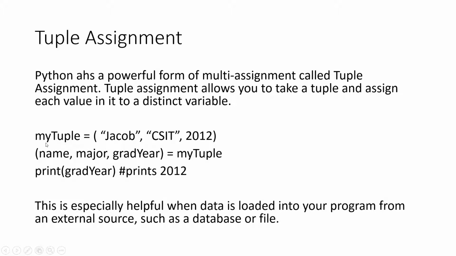So in this case, we create a tuple for Jacob, who studied CSIT and graduated in 2012, and we can say we're going to set the variables name, major, and grad year equal to myTuple. And then we can reference those variables as we would any other way. So if we wanted to print out grad year, in this case, it would print out 2012. Again, this is especially helpful when data is loaded into your program from an external source, such as a database or file. And it's helpful for two reasons.